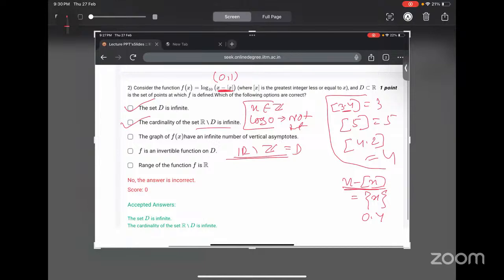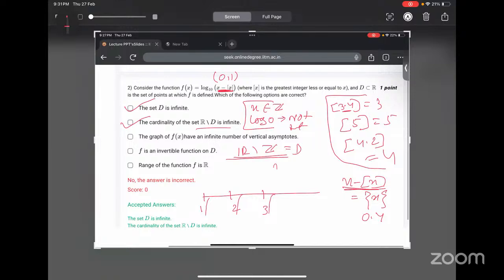Now, the graph of f has an infinite number of vertical asymptotes. So what do you think about it? Whether it will be correct or not? Now, every integer will be an asymptote. Correct. Very good. So the thing is, suppose this is 1, this is 2, and in this interval, if this is 3, every time we will get this type of thing, right? We will get a negative asymptote like this at every integer, right?